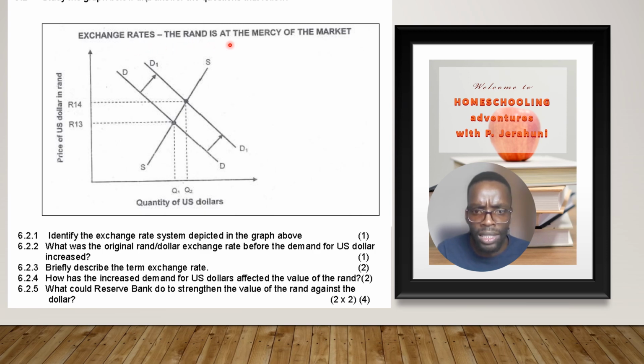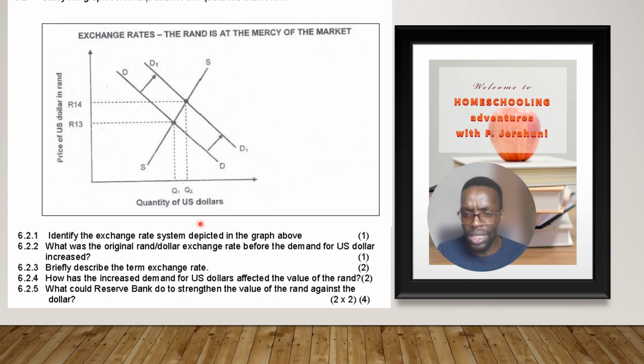The rand is at the mercy of the market. That's what it says. And then it says price of US dollars in rands. So remember from the previous activity we said price is the amount of money that I'm going to pay to get a certain item. So in this case, this is the amount of money that I'm going to pay to get a US dollar, the price of the US dollar in rand.